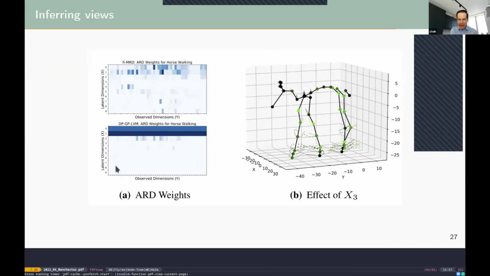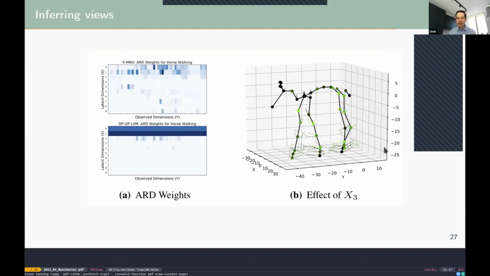So we can take this thing, for example. This is a motion capture of a horse that's walking around. Now, let's say that I also had a cow that's walking around or something. Now, why should I split this data into a horse and a cow?